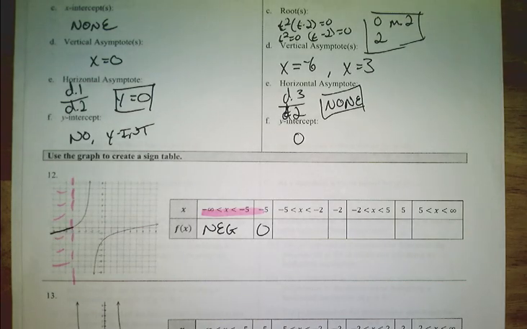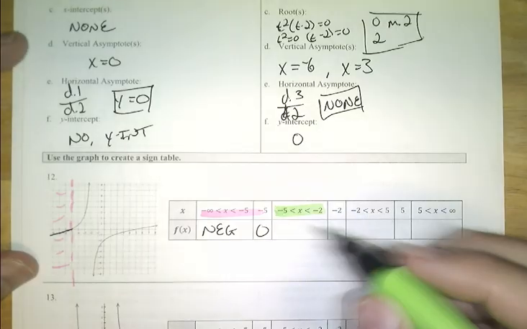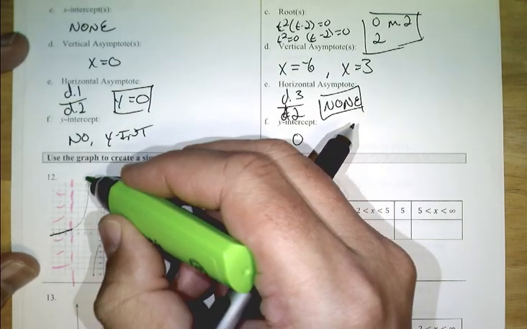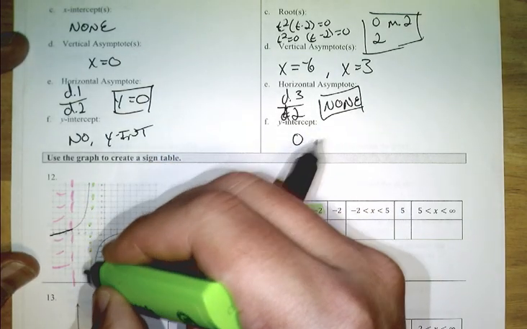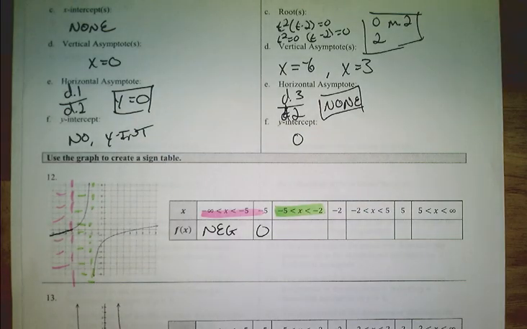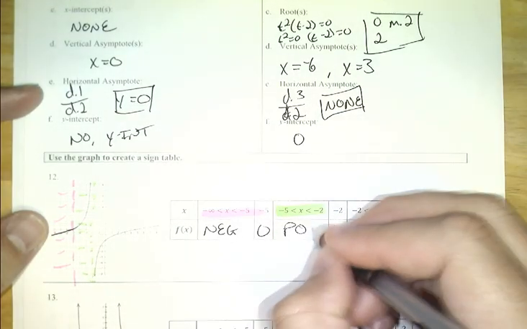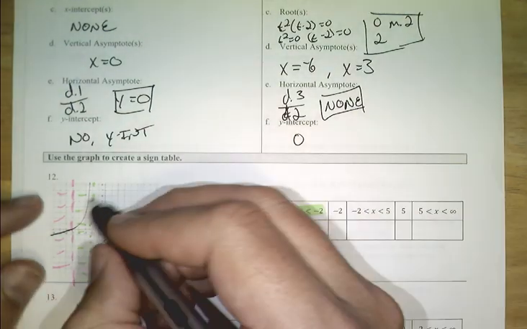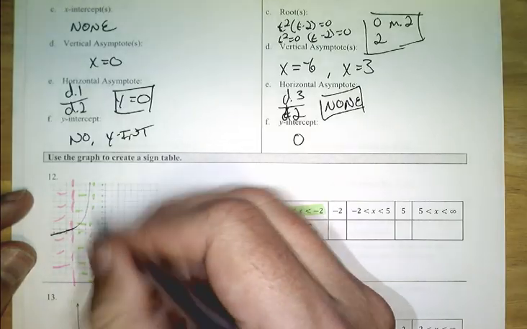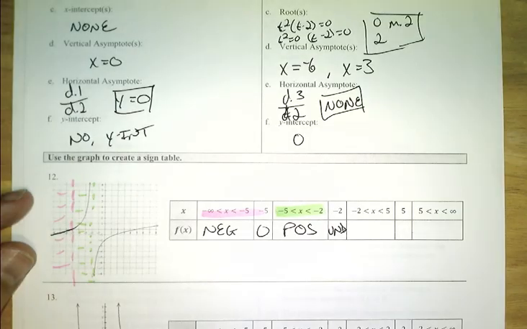The next section here, we'll go with green, goes from negative 5 to negative 2. So that looks like right there. And that is all above the x-axis, so that'll be positive. At negative 2 appears to be a vertical asymptote, so that's going to be undefined.